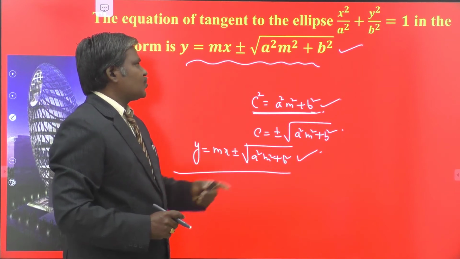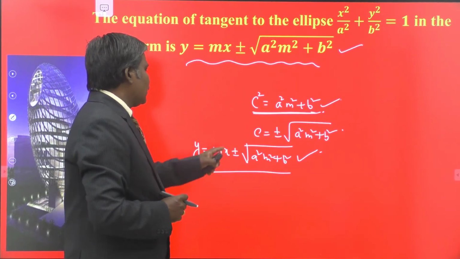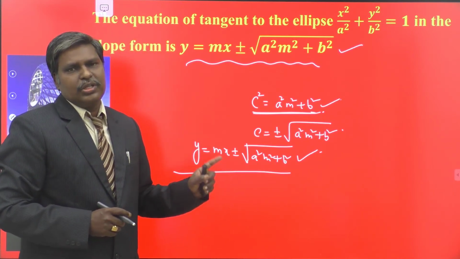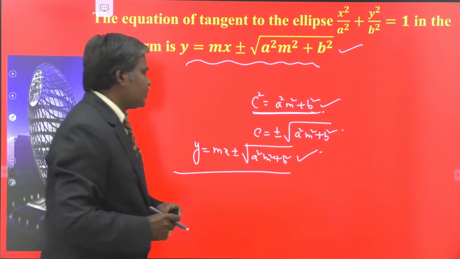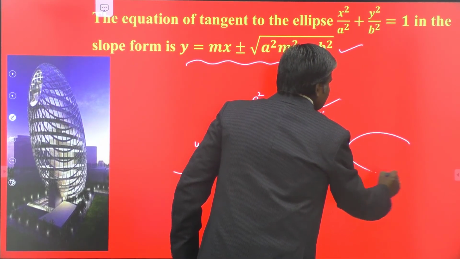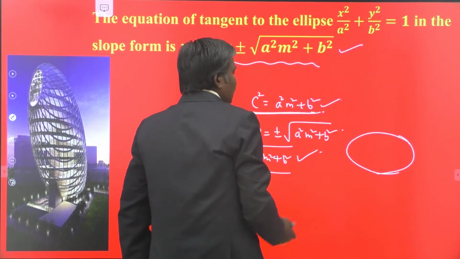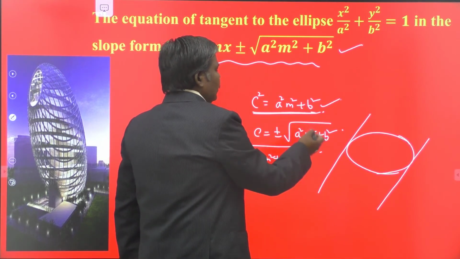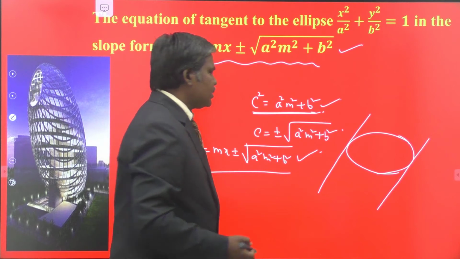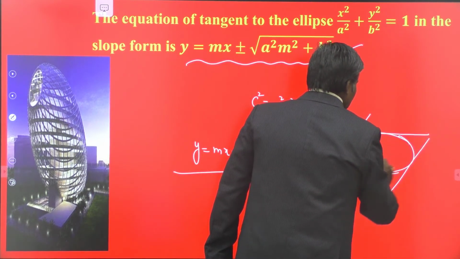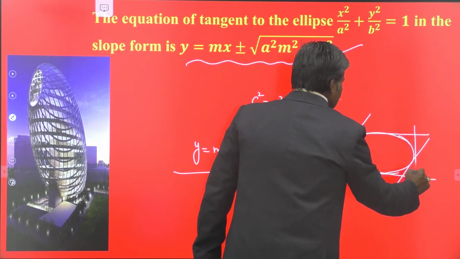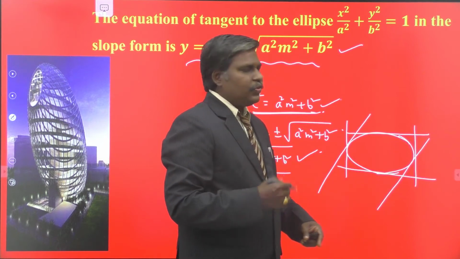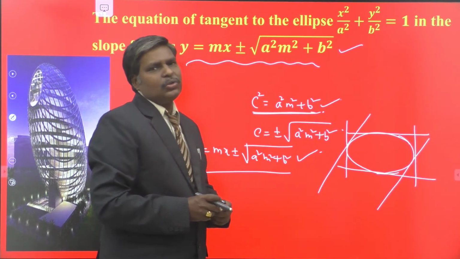What is that ellipse? x square by a square plus y square by b square equal to 1. Plus or minus is there, so we have two tangents. We have two tangents to the ellipse having same slope. That means they are parallel tangents. Suppose your ellipse is in this manner. Since the curve is closed, you have two tangents having same slope. If there exists one tangent, automatically another tangent will also exist. This is one tangent, this is the another tangent. This is the tangent at vertex, this is the tangent at the another vertex. These two are parallel.